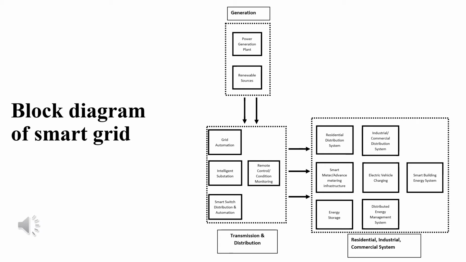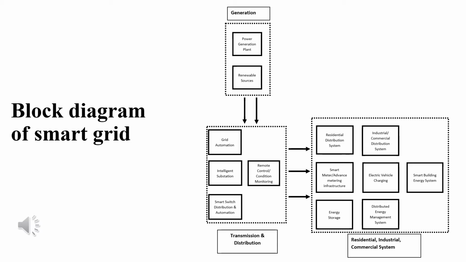And finally, within the residential, industrial, and commercial system, when it is delivered to the designated area where we are going to use the electricity, it has different kinds of distribution systems. So we can have residential distribution systems, industrial or commercial distribution systems, depending on what the demand is and how we can improve it. And then we have the option of smart metering and advanced metering infrastructure, which gives the consumer the control and better understanding, and they can manage their use or consumption of electricity with more awareness.